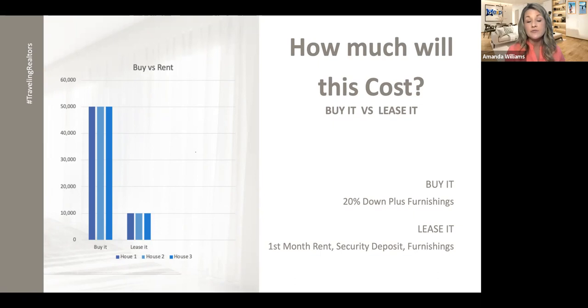That's going to pay for your first month's rent. It's going to pay for your security deposit, and it's going to pay for all of the furnishings in the property. How are you furnishing so cheap? I'm going to get into that. I'm not ordering everything off of Amazon or Pier 1. So I'll get into that, but that's the difference, right?